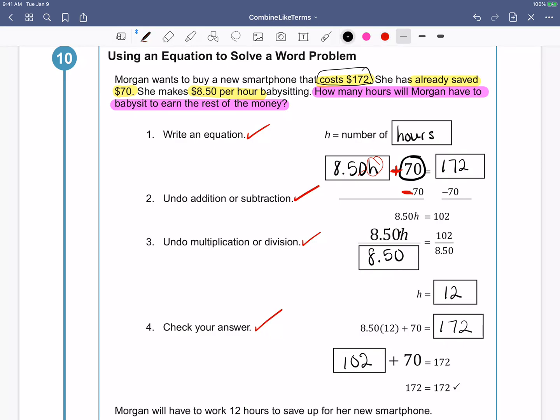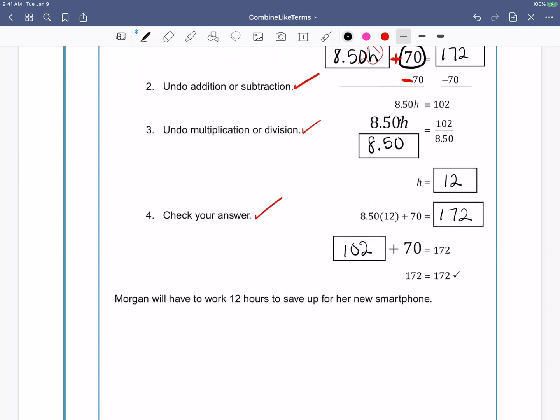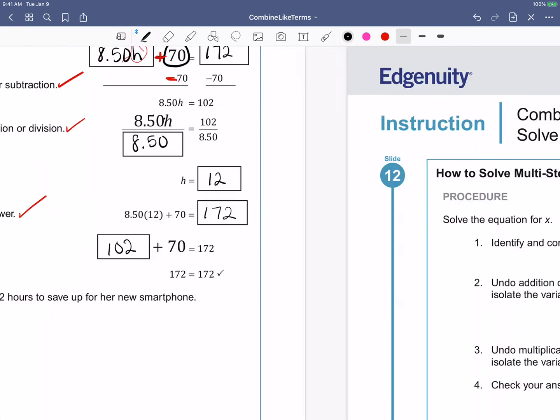Okay? Again, it's the same routine over and over. Once you guys get the steps, I promise you this will be a breeze, right? You just do the same thing, okay? Morgan will have to work 12 hours to save up for her new smartphone, okay?